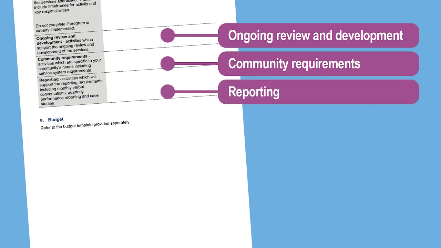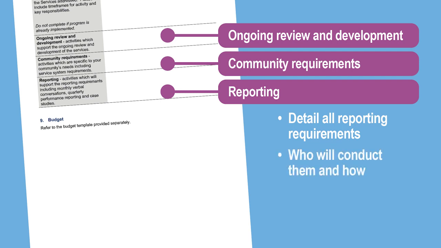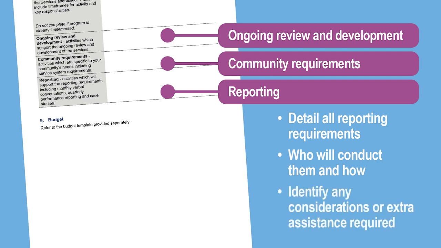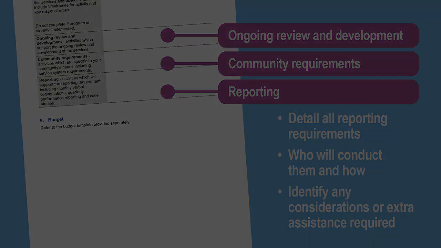The reporting section is where you can detail all reporting requirements, who will conduct these requirements, and how they will do this. This area also enables you to identify any considerations within the reporting criteria, or to note any extra assistance that may be required from external parties or the PHN to meet these requirements.